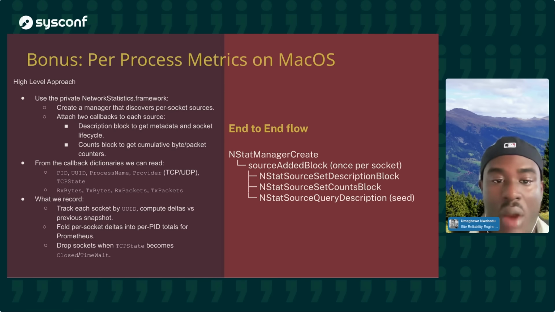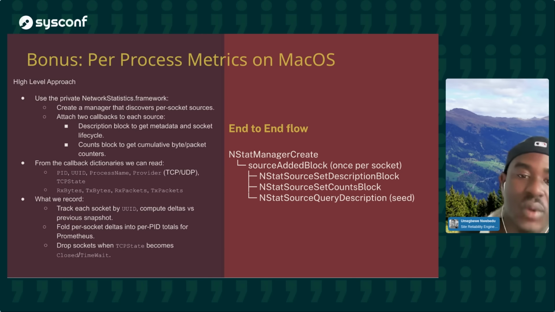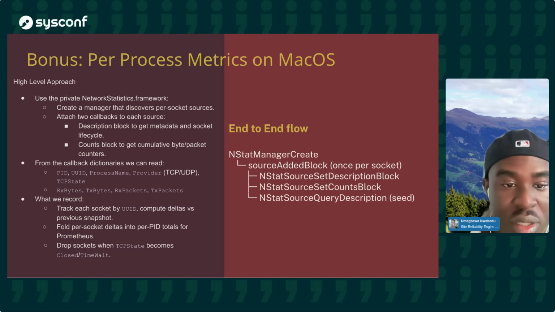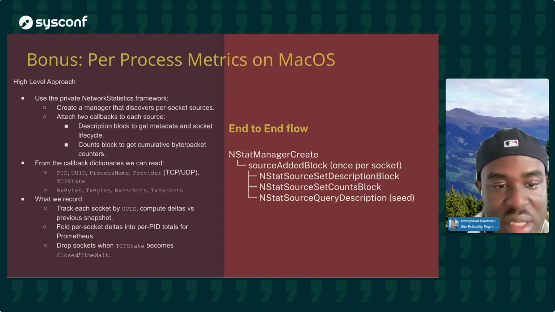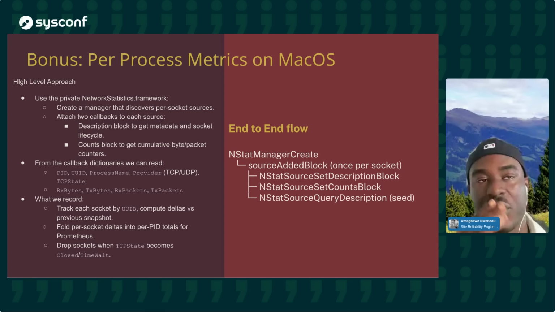packets. So in our own implementation, what we do is record each socket by the UID, then we compute deltas versus the previous snapshot. Deltas is basically current minus previous. So we fold all of these socket deltas into PID totals for Prometheus. And when a socket closes, it becomes closed or time wait, so we just drop that socket from the map.